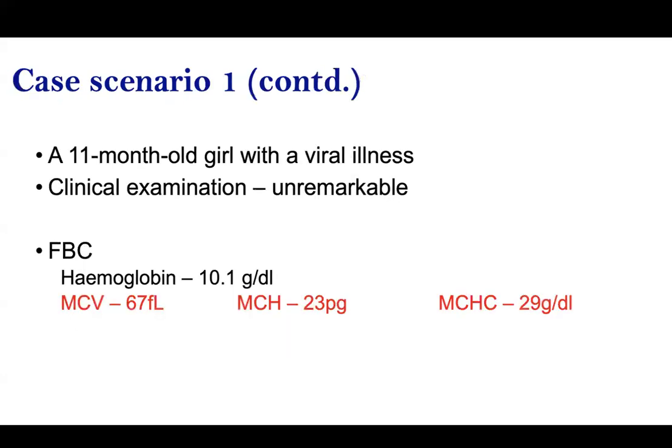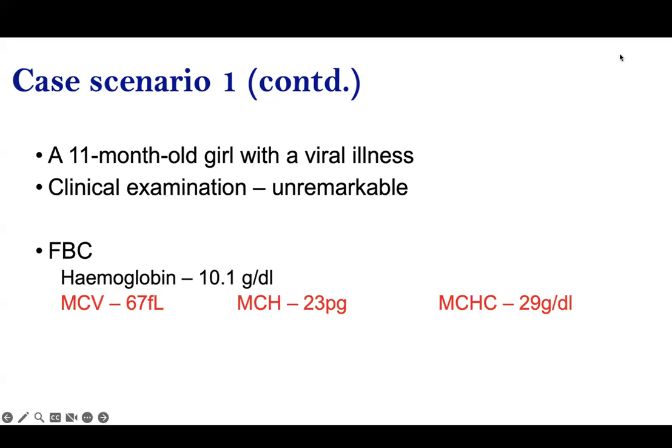So coming back to this child, who is an 11-month-old girl with a viral illness. Now we have the hemoglobin of 10.1. The first thing when you see a child with anemia after doing a full examination is to look at the red cell indices, which are invariably given in the full blood count report. So what does this show? MCV 67, MCH 23, MCHC 29. Any thoughts on this?